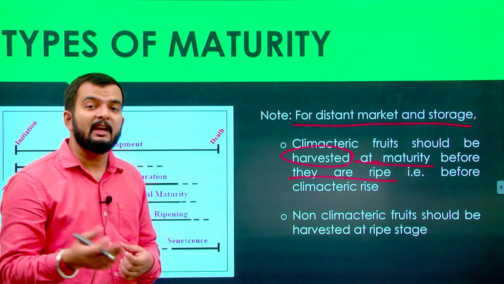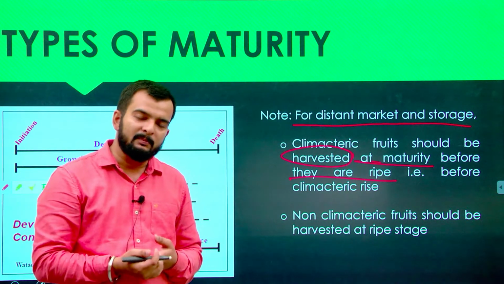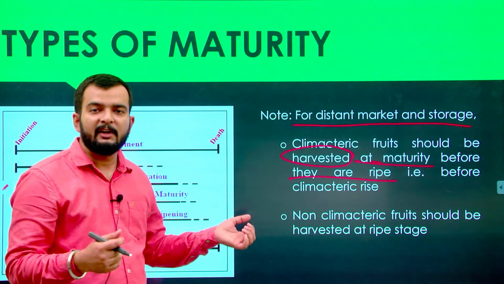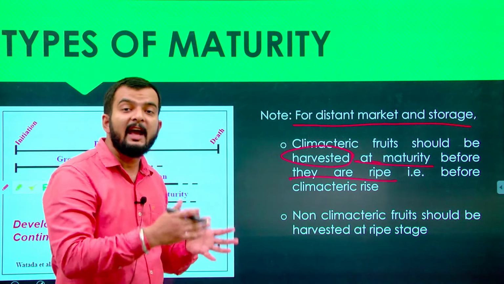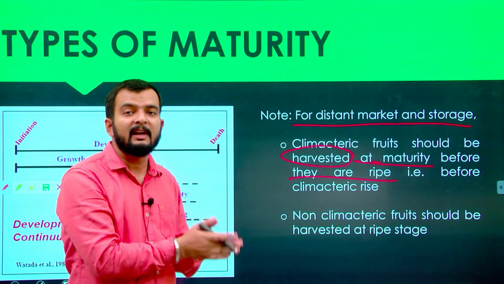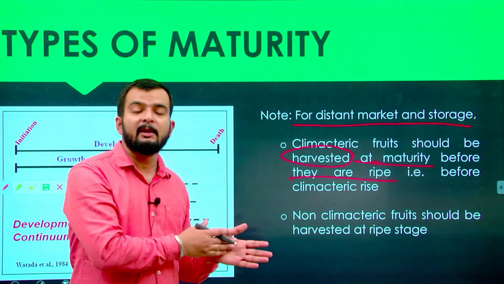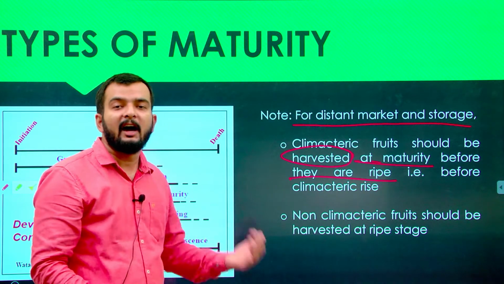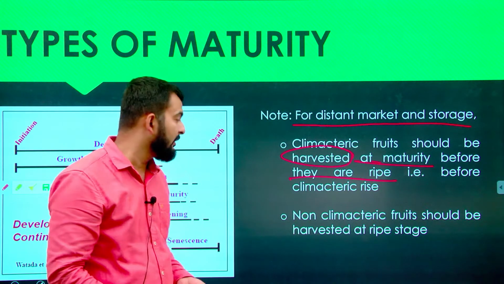While in the case of non-climacteric fruits, they will ripen only on the tree. If you pluck them before ripening, they will not ripen. So the harvesting has to take place in the case of non-climacteric fruit only after they have been ripened, because if you pluck them before ripening, they will not ripen, and the customer will get an unripe fruit, which will not have the desired edible quality.